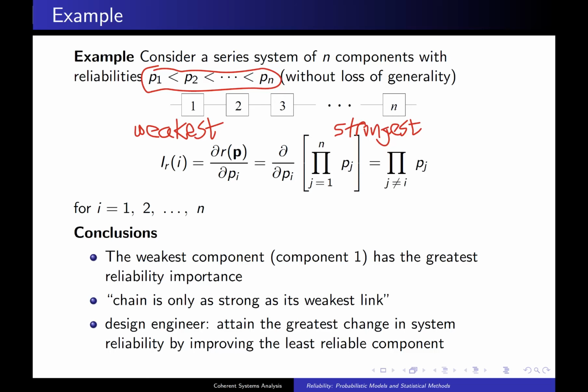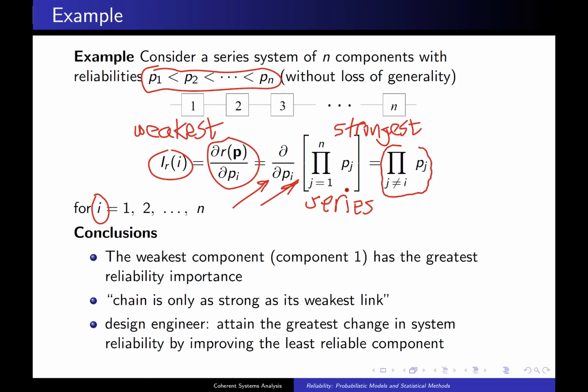Well, the definition of the reliability importance is right here. It is the partial derivative with respect to p sub i, and that is finding the reliability importance of the ith component. And that is the partial derivative of the reliability function for a series system. And you know that for a series system, that is simply the product of the component reliabilities. Remember, this quantity here in the brackets is P1 times P2 all the way up to P sub n. When you differentiate that with respect to P sub i, you're going to get the product of every P sub j value other than the ith value.